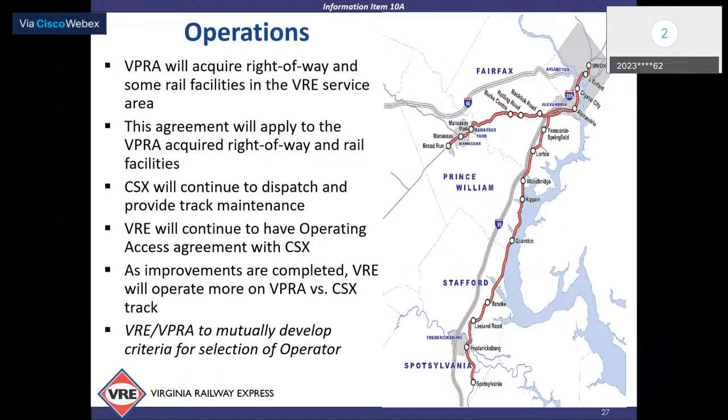So you can just visualize, and I'm just going to use very, very simple rounded numbers here. If that entire segment is 60 miles, and at the point of the right-of-way acquisition, the VPRA, or the rail authority, has 20 of those miles, well, then VRE would operate on 20 of those miles that are owned by the rail authority, and then 40 miles that are owned by CSX. So therein lies the need to primarily not only have an access agreement with the rail authority, but to maintain an access agreement with CSX. Okay, that's really the point I wanted to make here.